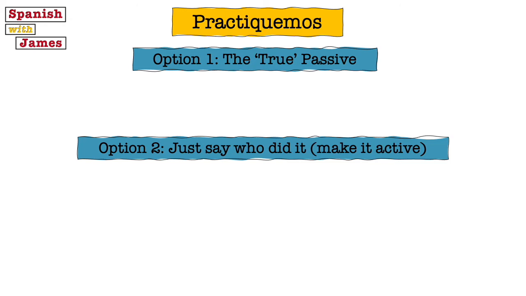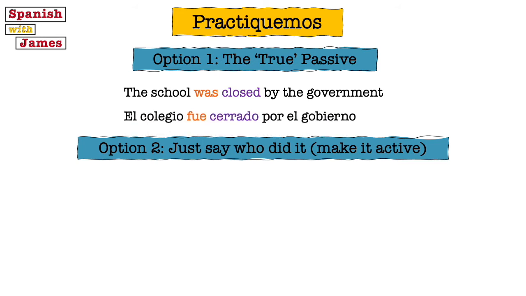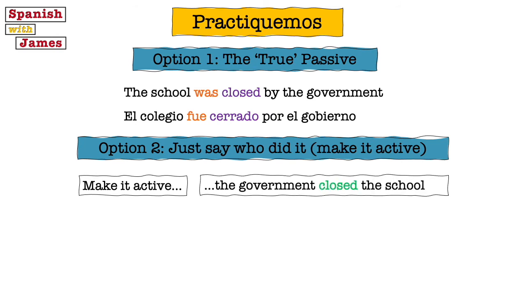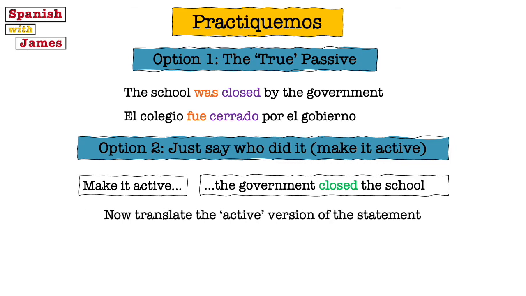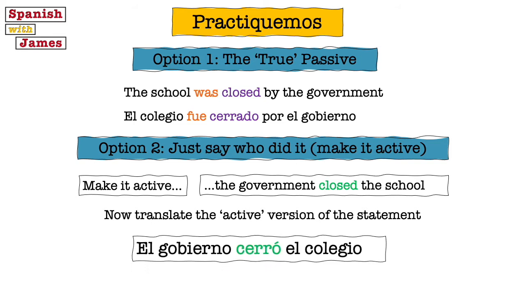Okay, let's do that process again now with another statement. The school was closed by the government. The government is el gobierno. Pause the video and then when you're ready, push play and we'll have a look at the answer. El colegio fue cerrado por el gobierno. Now option 2, let's make it active. So instead of saying the school was closed by the government, the government closed the school. And now translate this active version of the statement into Spanish and then push play to have a look at the answer. So the answer is el gobierno cerró el colegio, again using the preterite tense.